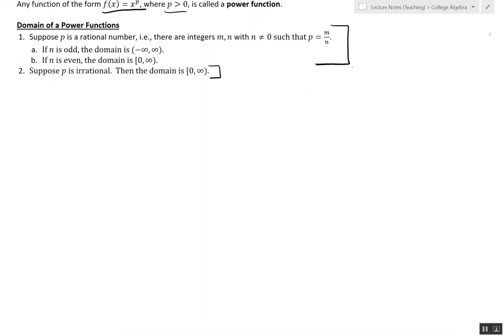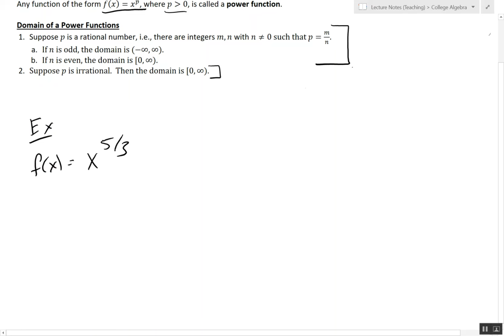So let's look at an example. If we have f of x equals x to the 5/3, then we go through this. Is this a rational number? Yes. So is the denominator odd or even? And since the denominator is odd, then our domain is all real numbers.